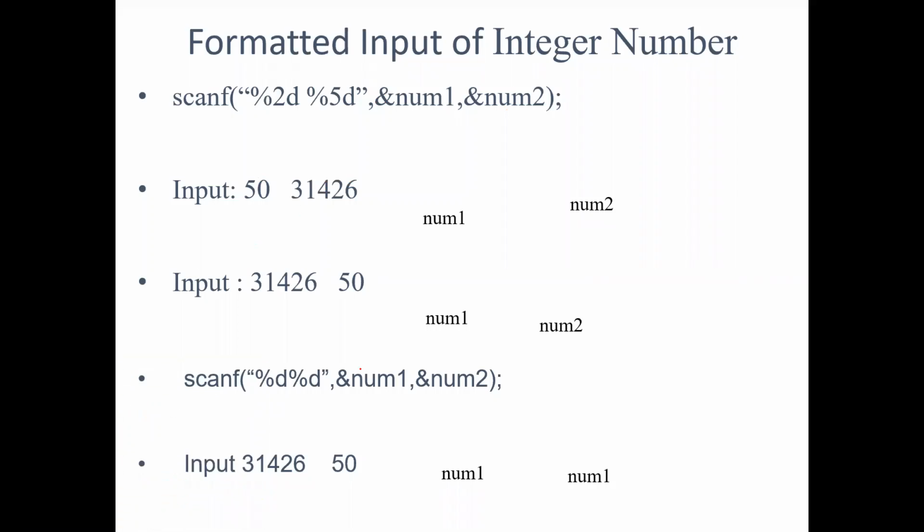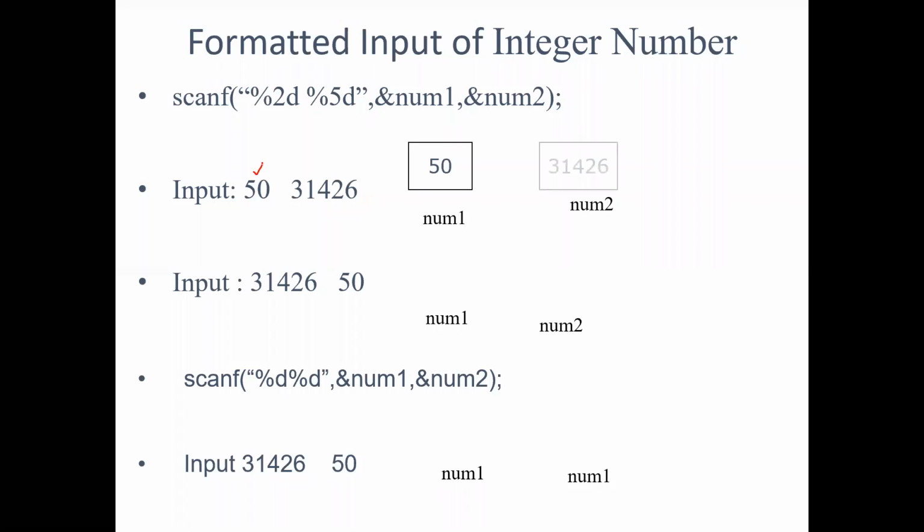Now what will happen when I am entering this? As we have indicated here, the address location of num1 will be filled with the 50. Look at the field width, here the field width is 2, so only 2 digits will be filled there. For the second number num2, the field width is 5, so as I had entered 5 digits, it will be directly saved in the location num2.